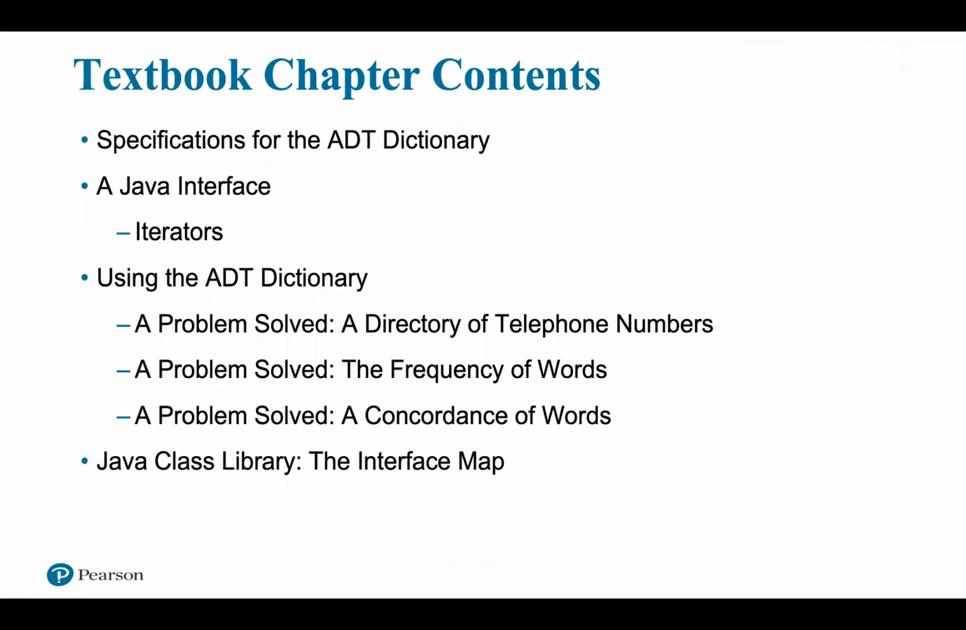So here is a listing of the textbook chapter contents, and we can be thinking about that as we do this introduction. If you need to check the meaning of a word, you look it up in a dictionary. If you need a friend's address, you consult your address book. If you need someone's telephone number, you check your list of contacts on your cell phone or search for it online. Each of these examples involves a kind of dictionary.